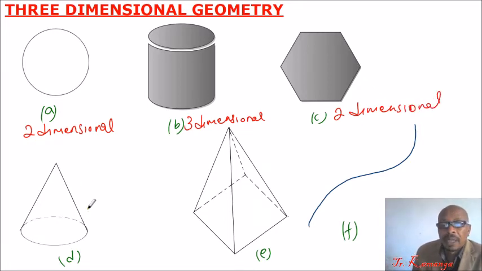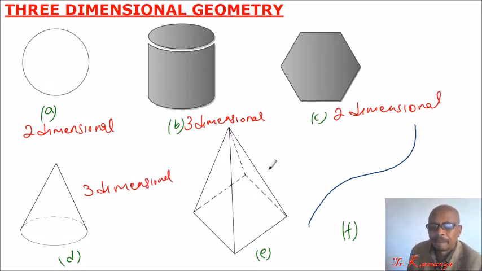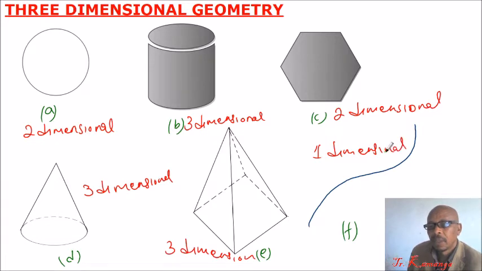This is a cone. For a cone, you can find the volume, so it is three-dimensional. This is a pyramid. You can find the volume, so it is a three-dimensional figure. This is a line. You can find the length, so it is one dimension. So these are some of the figures whose dimension you can describe.